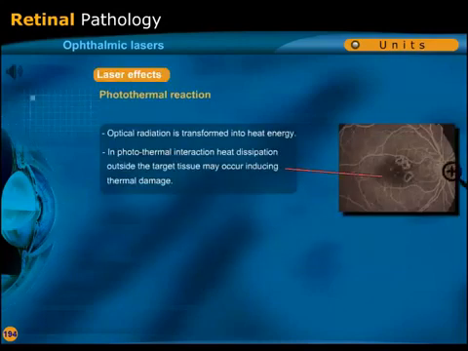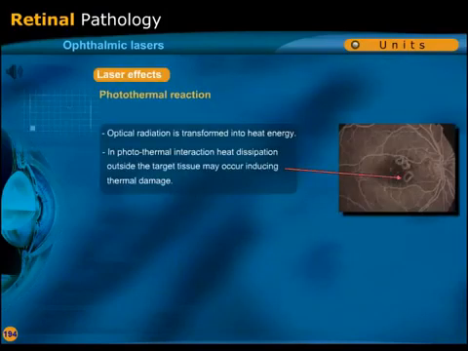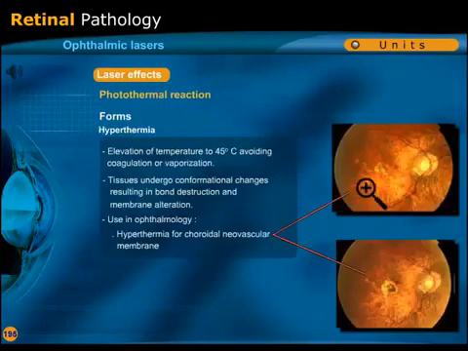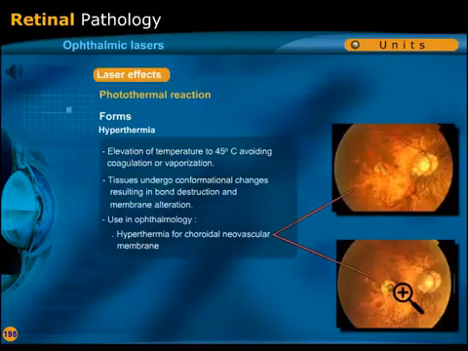Laser effects. Photothermal reaction. Optical radiation is transformed into heat energy. In photothermal interaction, heat dissipation outside the target tissue may occur, inducing thermal damage. Forms. Hyperthermia. Elevation of temperature to 45 degrees centigrade, avoiding coagulation or vaporization. Tissues undergo conformational changes, resulting in bond destruction and membrane alteration. Used in ophthalmology: hyperthermia for choroidal neovascular membrane.